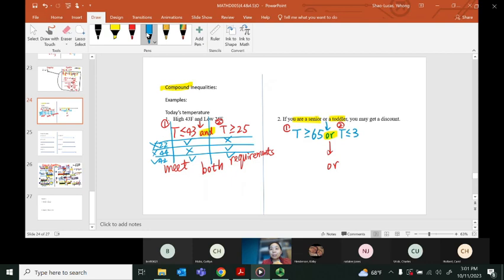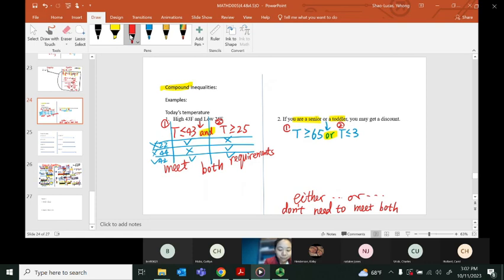Well, with or it is very different. Or means either, a short way for us to say either this or that. So you don't have to meet both requirements. If you meet both, that's great, but you don't need to. In this example, there's no way for you to be a senior and also a toddler. That's not possible. So in this case, it's either here or there.